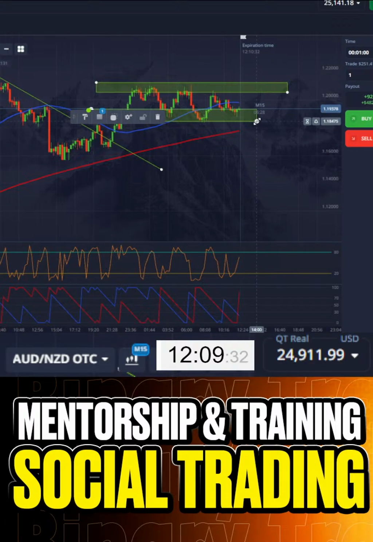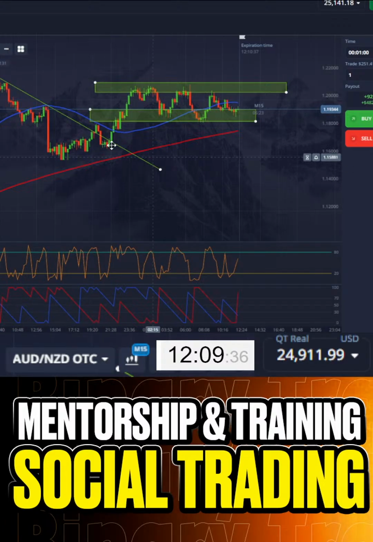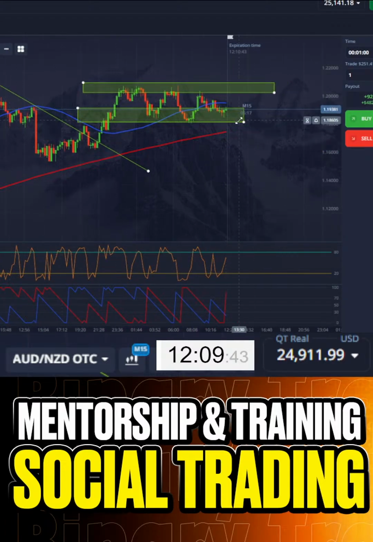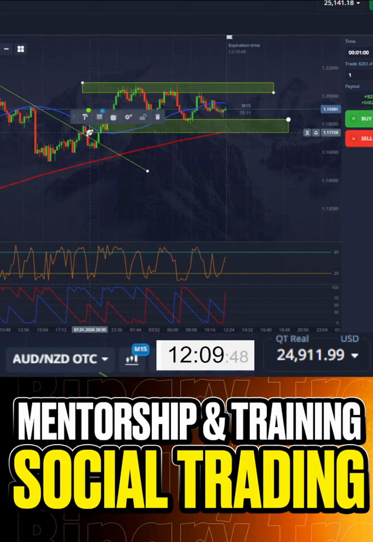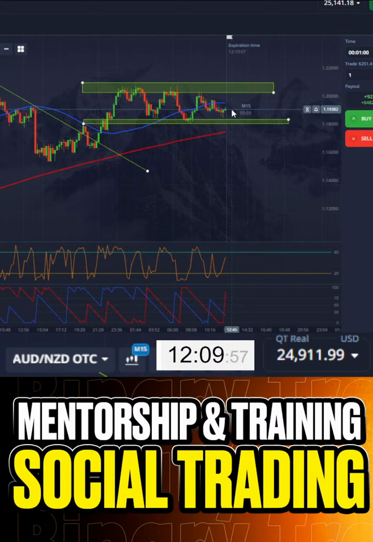Okay, we can see that right now the price, yes, like this. We can see that these are two levels and the price is going up and down. It's not good. It's not a good situation. You don't need to trade it. Very high risk.